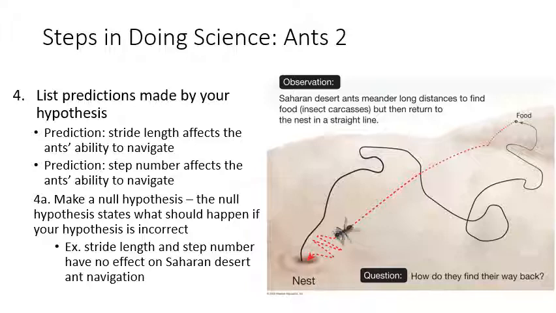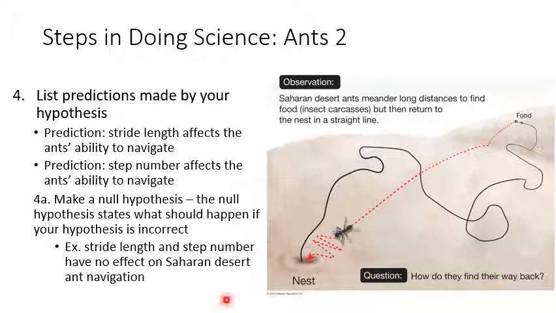Then you could make a null hypothesis, which again is just the opposite of your hypothesis basically. It's the predictions that should occur if your hypothesis was not correct. So in this case, it would be either that stride length does not affect the ant's ability to navigate, or that step number does not affect the ability to navigate for these ants.